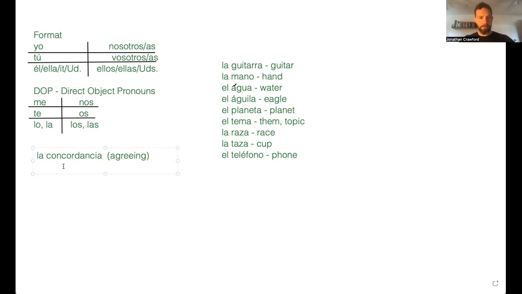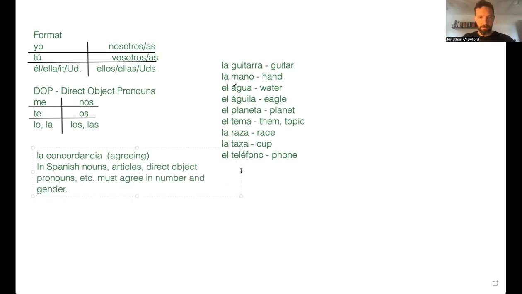For example, in Spanish, nouns, articles, direct object pronouns, etc. must agree in number and gender. And so that's an issue that we have in Spanish.